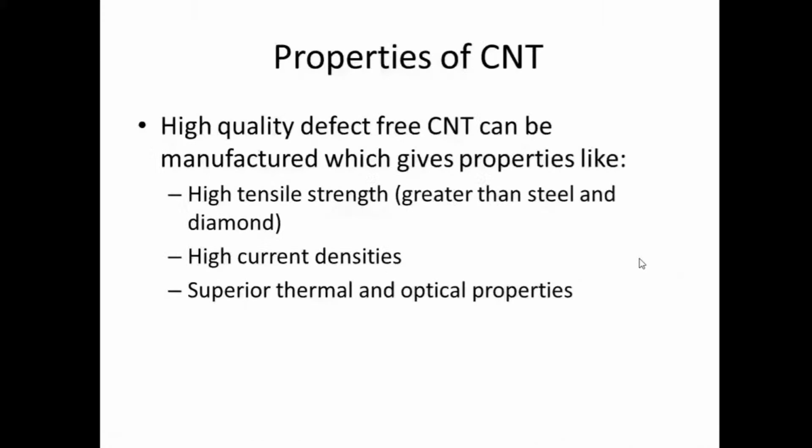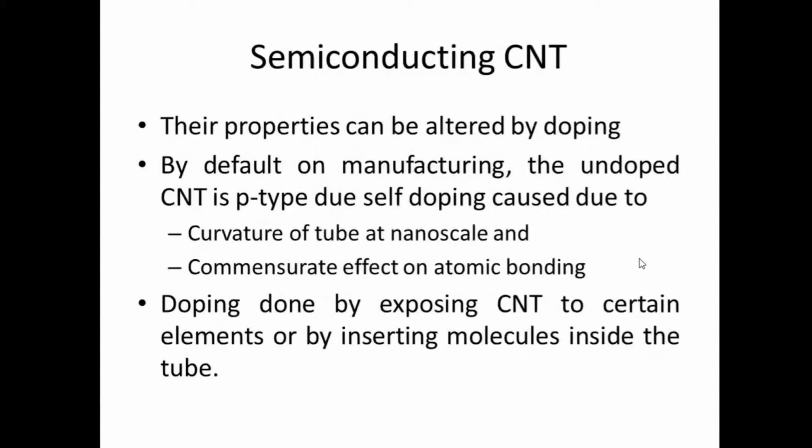High quality, defect-free carbon nanotubes can be manufactured, which gives properties like high tensile strength, high current density, and superior thermal and optical properties. Semiconductor carbon nanotubes have properties that can be altered by doping, in a way similar to the silicon semiconductor. By default on manufacturing, the undoped CNT is p-type, due to self-doping caused by the curvature of the tube at nanoscale and the commensurate effect on atomic bonding. Doping is done by exposing the CNT to certain elements or by inserting molecules inside the tube.